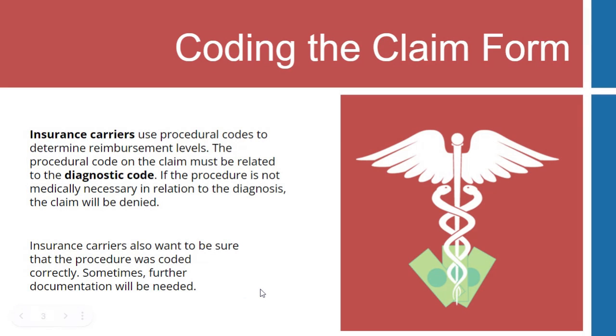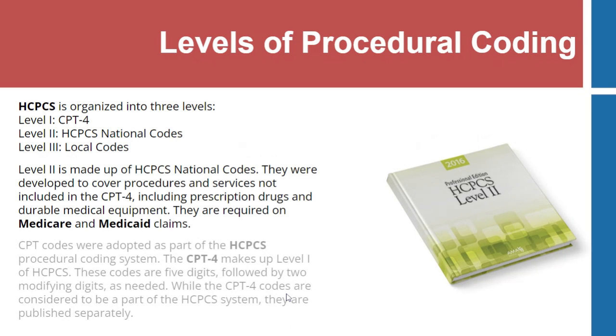It also says insurance carriers want to be sure that the procedure was coded correctly. Sometimes further documentation will be needed. There are times where we have had to send copies of the progress notes to the insurance company, because let's just be real, if you miss something, they will deny it. So you want to be as detailed as possible. You want to code correctly, first of all, and make sure it is as specific as possible. And if you need to provide any further details, like copies of the progress notes or labs, you can do that. All right, so HCPCS code.